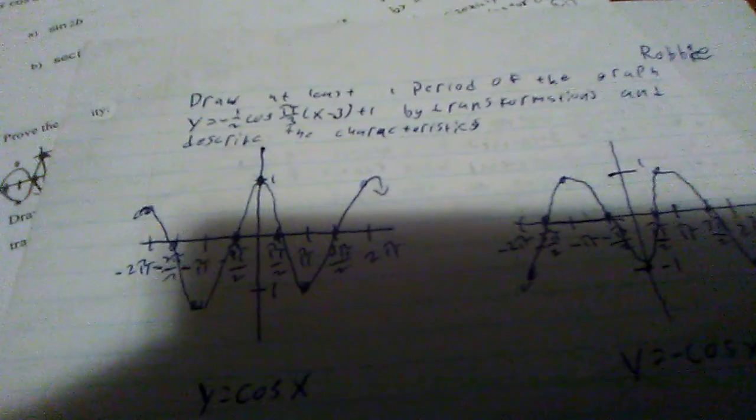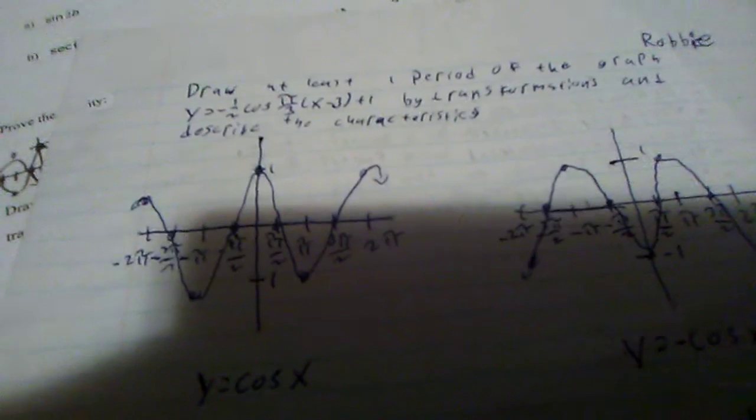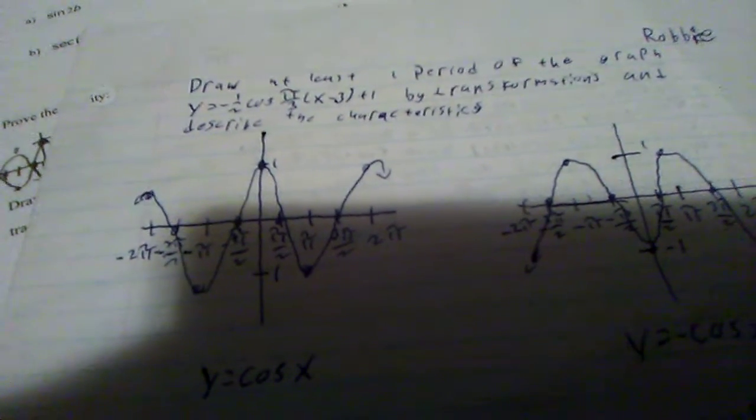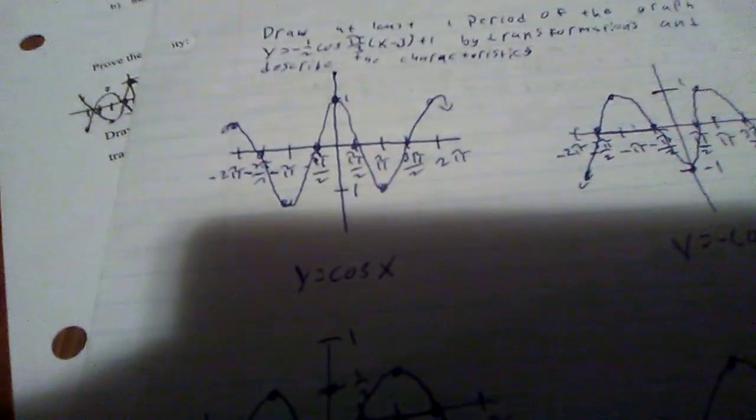Draw at least one period of the graph y equals -1 cos(pi over 3 (x minus 3)) plus 1 by transformations and describe the characteristics. So the first step would be to graph the base graph, which looks like this.